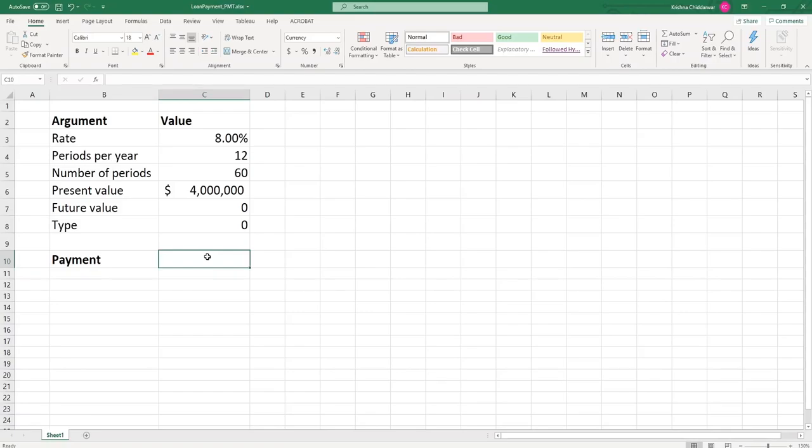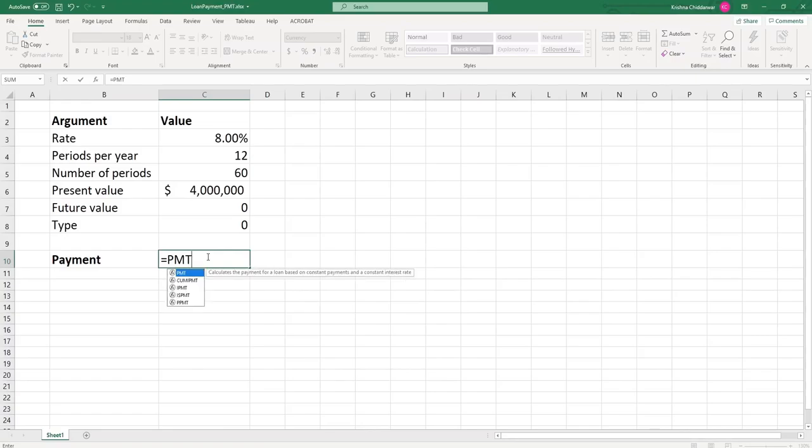So I'll type in an equal sign followed by the PMT function, left parenthesis, and you can see my list of arguments. The first is the rate, and we are going to divide that by the number of payments per year or number of periods per year, because 8% is an annual rate, comma, and so you'll divide C4 and then comma.